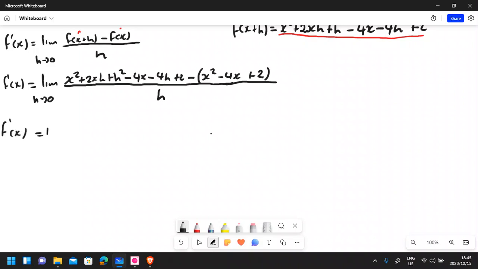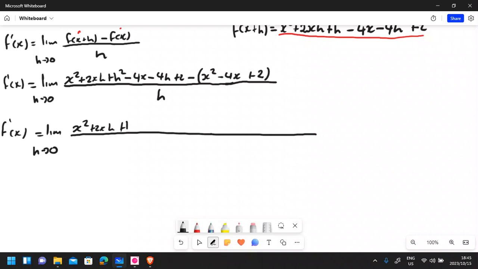Okay, now limit, and then h approaches 0. So you have to write this one here, the ones that are outside the bracket, as they are. So let's write them: x squared plus 2xh plus h squared minus 4x minus 4h plus 2. So remember, we need to get rid of this bracket, so we multiply by this negative here. It's going to be negative x squared, or in fact this is going to be plus, negative multiplied by negative, so it's going to be plus 4x, and then this is going to be minus 2, all this over h.